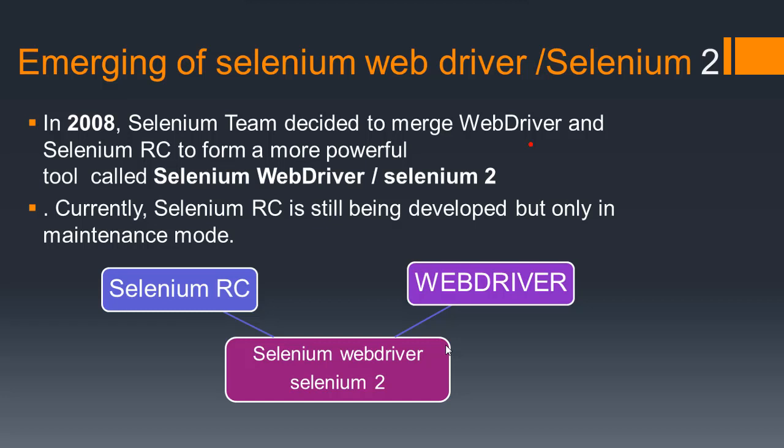RC still exists, but there are no further updates; the contribution of the Selenium team is at Selenium 2 only. So the current tool in the market is Selenium WebDriver. RC is deprecated and slowly moving out of the market, so you need to concentrate on Selenium WebDriver. This is the emergence of Selenium WebDriver: from JavaScript Runner to Selenium Core, to Selenium RC, and then to Selenium WebDriver. The combination of Selenium RC and WebDriver is Selenium WebDriver, or Selenium 2.